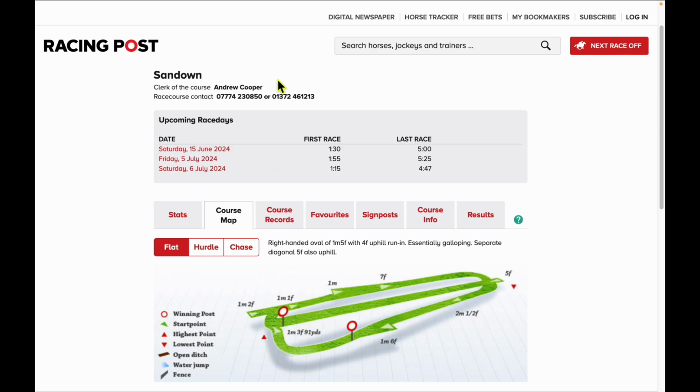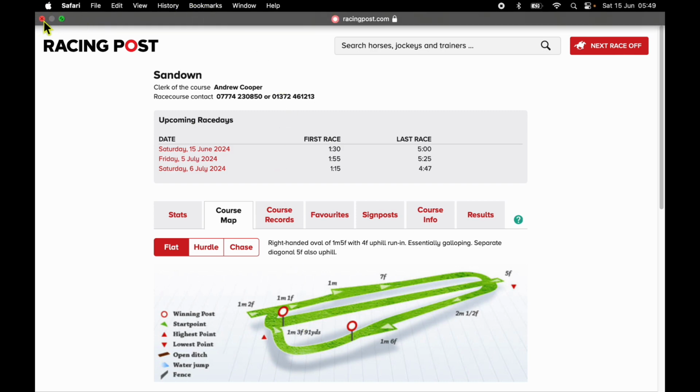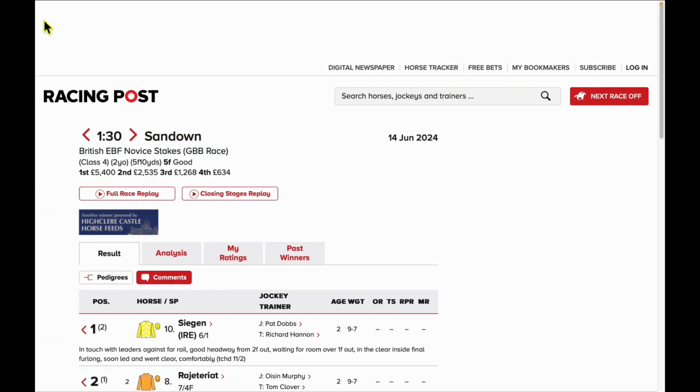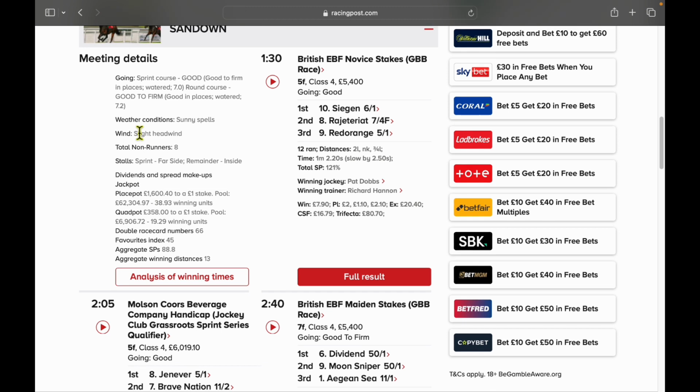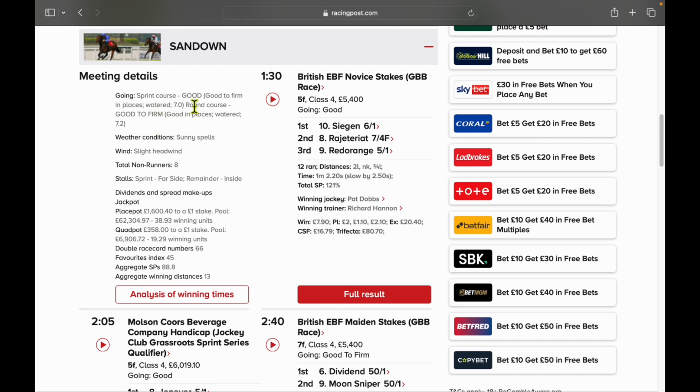And if you look today, the clerk of the course has said that on the sprint course the going is good to firm in places. They've watered it. And on the round course, which is all the other distances, it's good to firm, good in places. So what they're saying is the round course is faster than the sprint course. It's usually the other way around here.